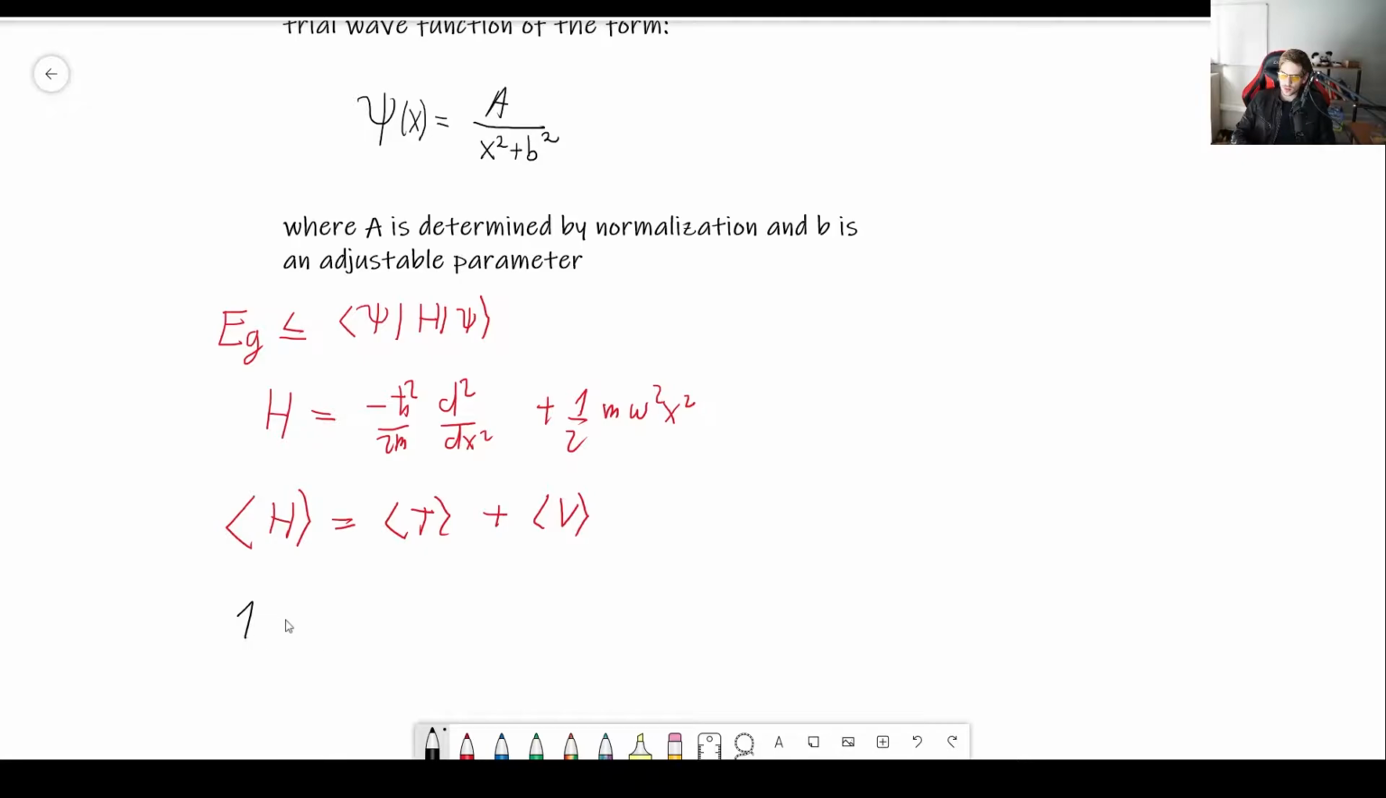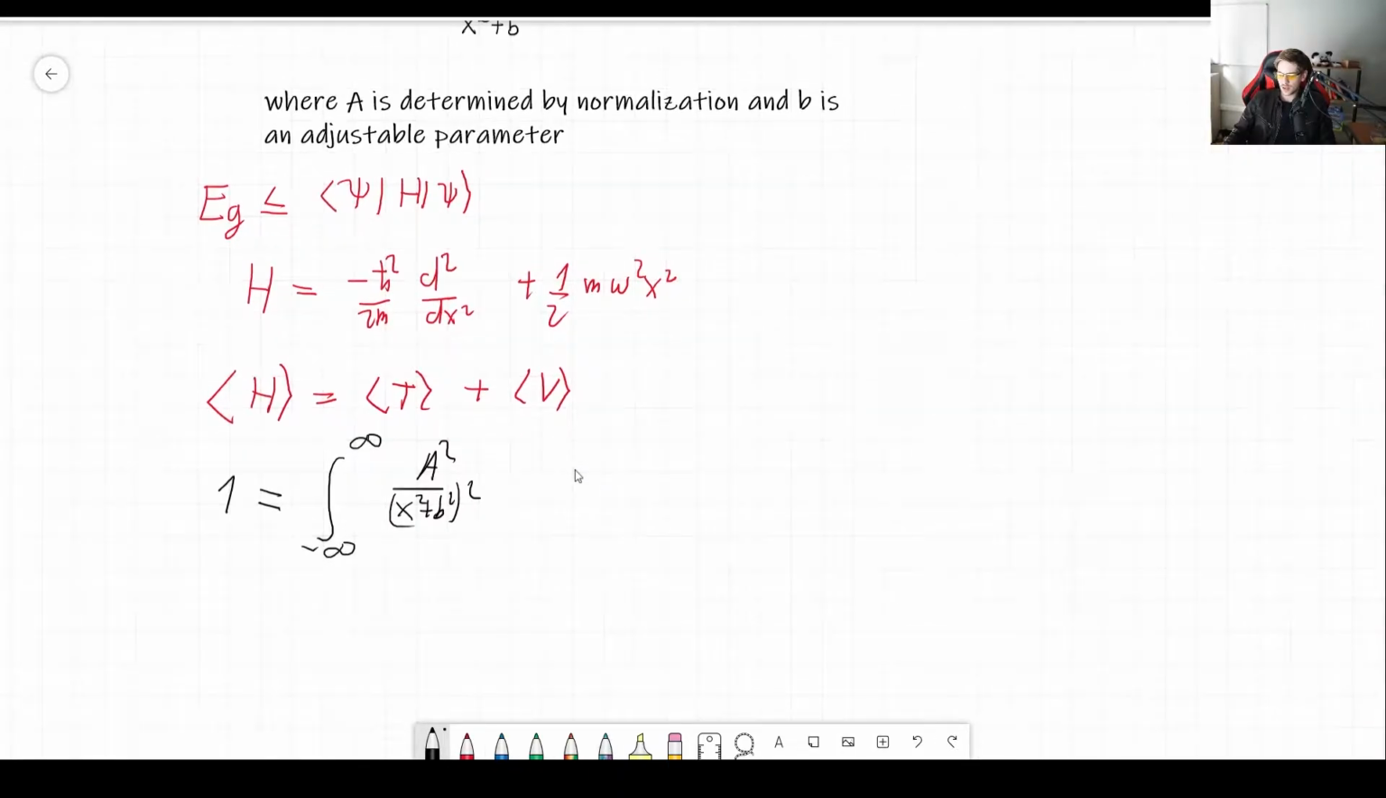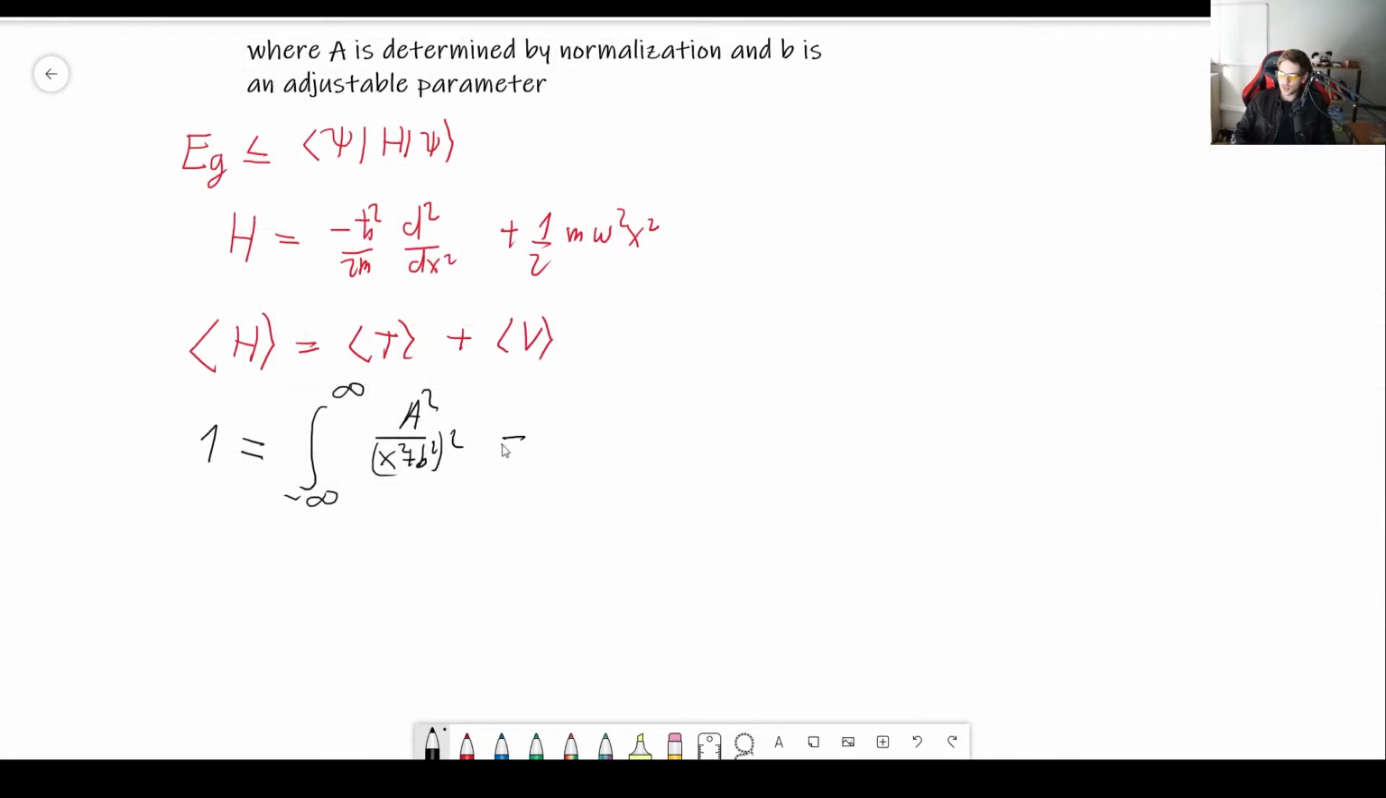So 1 is going to be equal to the integral from minus infinity to infinity of a squared over x squared plus b squared, squared. Okay, so, well, we can, of course, pull out the a squared, and then we are left with this ugly looking integral. So how can we solve such an integral?